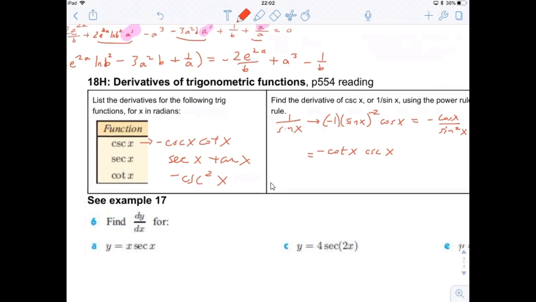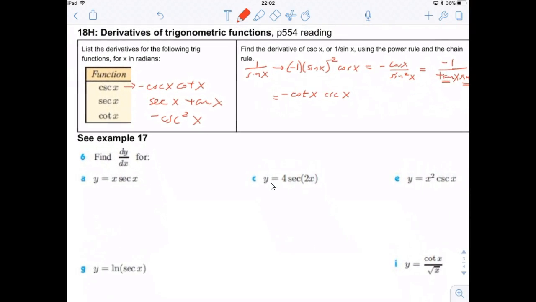All right, let's do 6a. Find the derivative for x times secant x. Remember, I'm taking the derivative of a product, so basically I'm going to call this u and this v. First I'm going to write down u, and then I'm going to write down v dash. V dash would be the derivative of secant, which is secant tangent, right? So I'm going to put secant x tangent x. And I'm going to add that to u dash, which is 1, times v, which is secant x. So there's my derivative of x secant x.